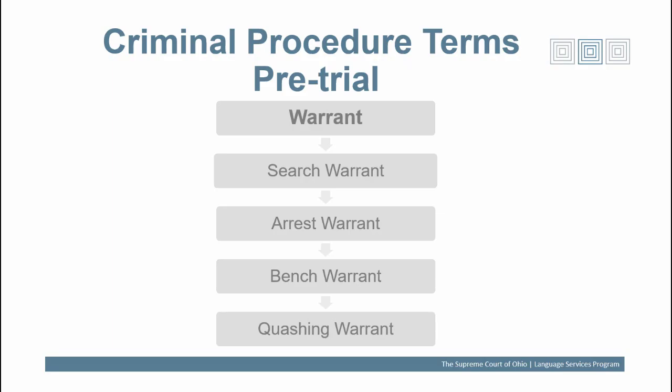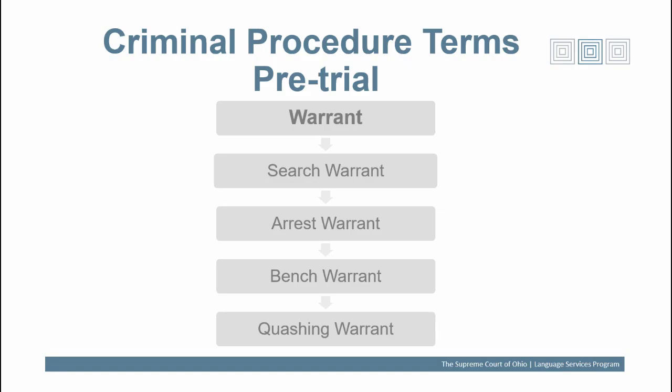At the beginning of the process, warrants are generally issued by a judge for one of three reasons: to arrest someone suspected of a crime, to search a suspect's property, usually a home, vehicle, office, or desk, in order to obtain evidence, or if someone has missed a court date. Just cause is required for a judge to issue a warrant. There are different types of warrants.